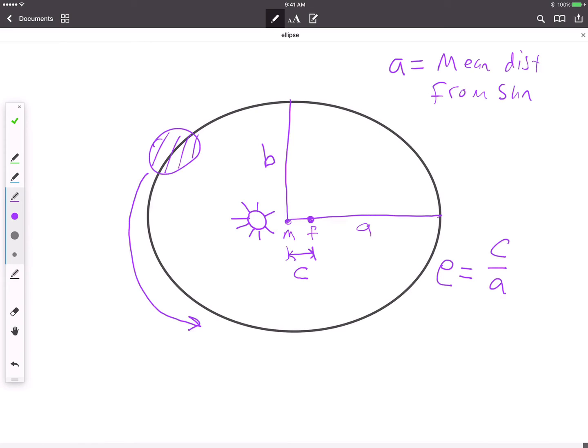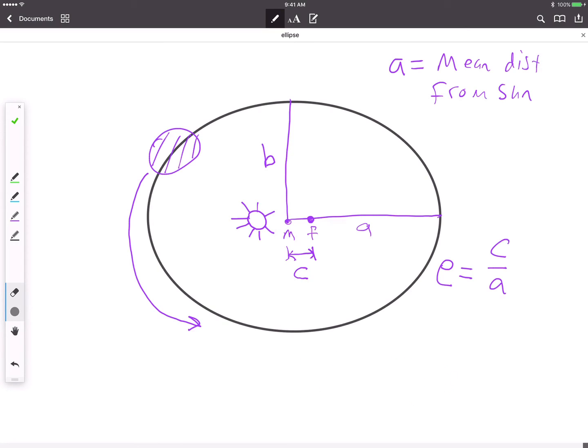So if you got a really exaggerated ellipse, I'm not very good at drawing these things, and you had a planet going around, the sun might be way over here, where the planet or object gets super close to the sun on one side of the orbit and then gets quite a bit further away from the sun on the other side of the orbit.